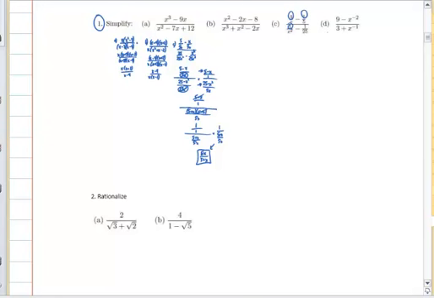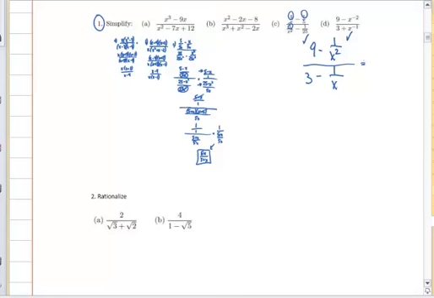I'm just going to rewrite it. I don't like negative exponents, so I'm going to rewrite this as 9 minus 1 over x squared, over 3 minus 1 over x. So what I'm going to do is try a little trick here. I notice that this is a perfect square and this is a perfect square. So I've got a difference of perfect squares.